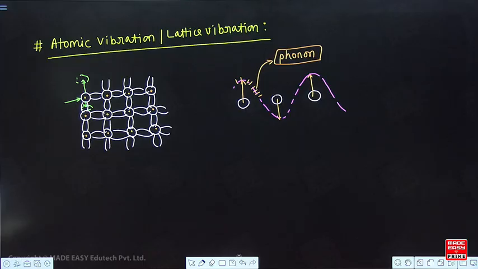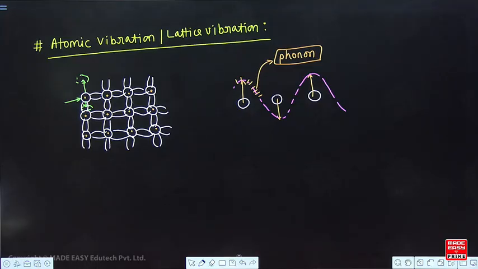Every atom in a solid material is vibrating very rapidly about its lattice position. Full stop.